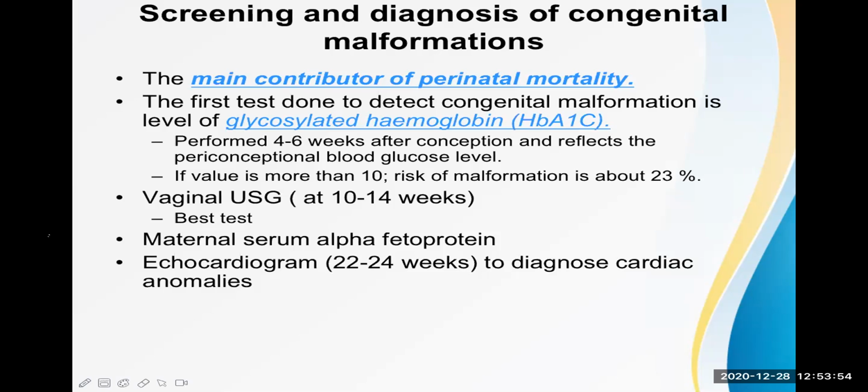Now, echocardiography can be done to diagnose cardiac anomaly, and that is done at 22 to 24 weeks. Remember, this echo can identify even the fetal anomaly.